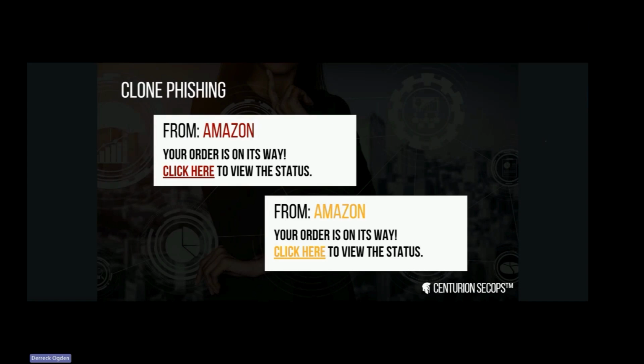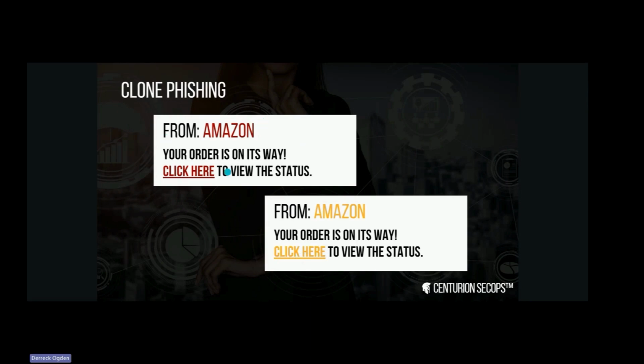It's a little easier to spot, but it's still very dangerous. Like, hey, real quick, here's your Amazon order. It's on the way. Click here to view the status, that kind of stuff, right? So they'll take an email that maybe has gone out to multiple users, and they'll doctor it up a little bit. They'll change a few things that make it look exactly like the email that comes from Amazon, but they'll change where that little click here goes, right?